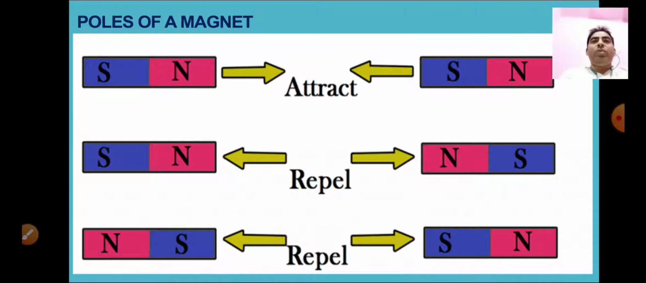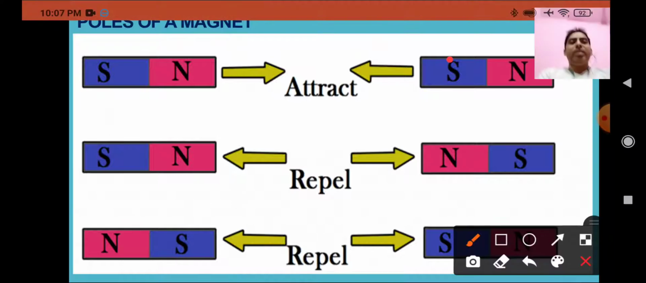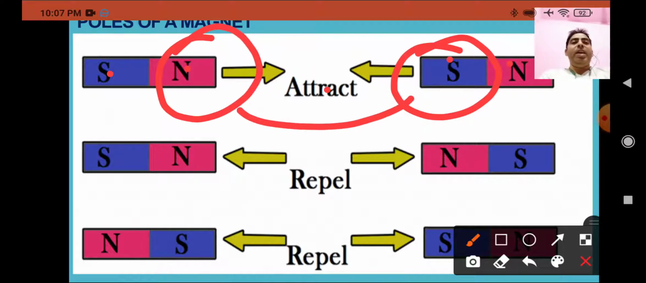These poles of a magnet always exist in pairs. Here you can see this is the south pole and this is the south pole, north pole, north pole. When opposite poles of a magnet come together, attraction occurs. Here the south pole is there, here the north pole is there. You can see attraction between two magnets will occur.